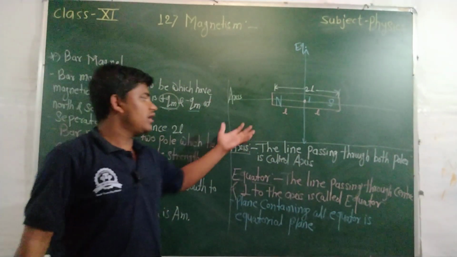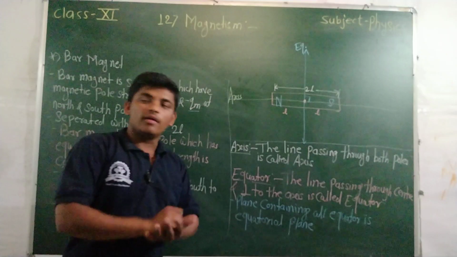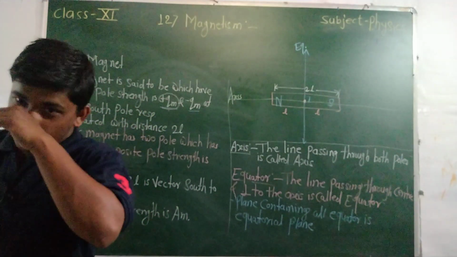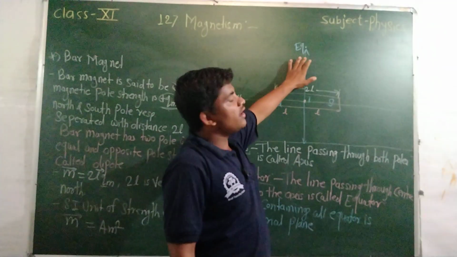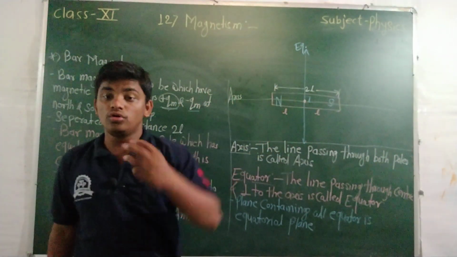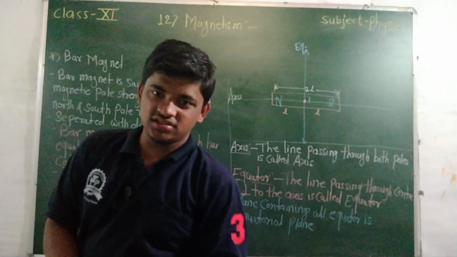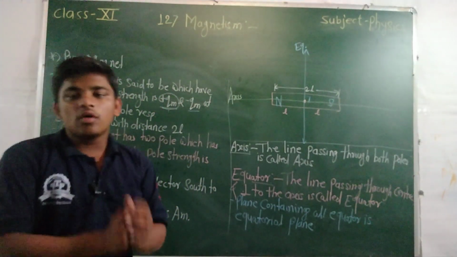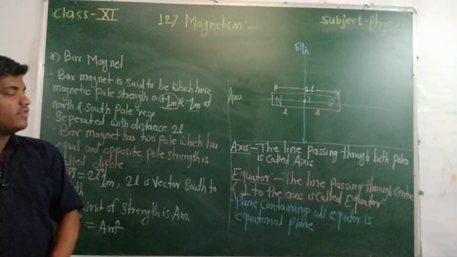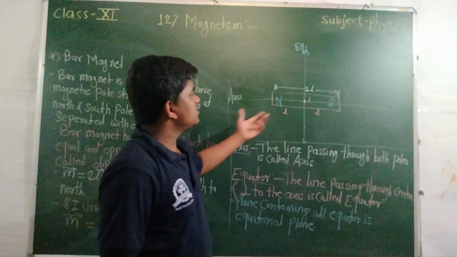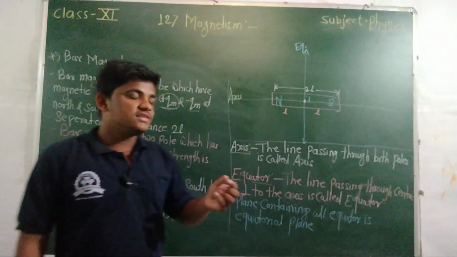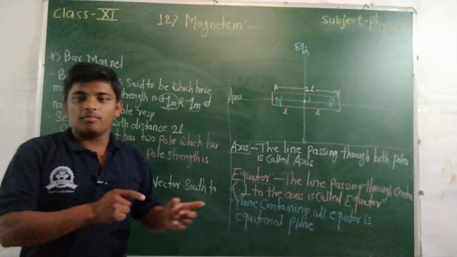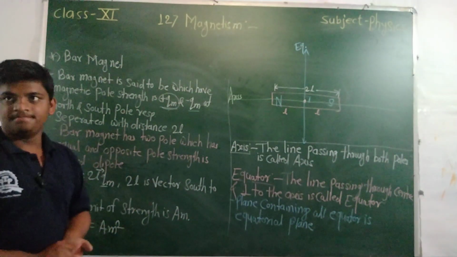And this is about the axis, the equator, the equatorial plane, and the locus of points on the equator. A locus point on the equator is exactly equidistant from the center, which makes a circle. That is equidistant from the center, which makes one circle. And consider the center of the magnet as the center of that circle.